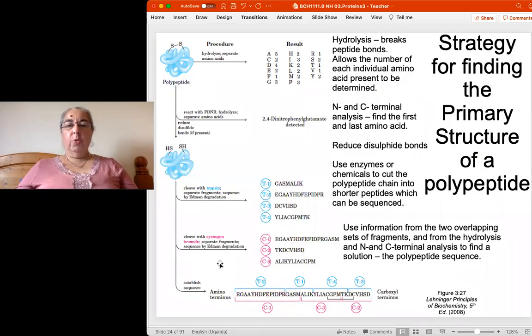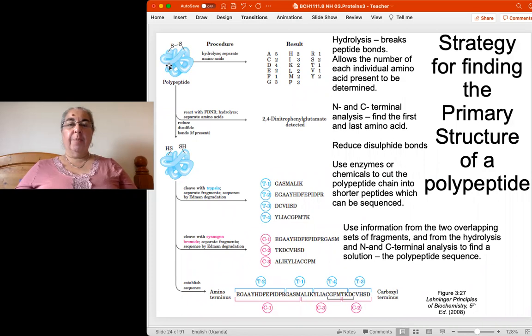So how do we find the primary structure of a polypeptide? Well, this is a diagram from the Lehninger textbook that you might want to study a bit more carefully. It shows the overall scheme that can be used to find the primary structure of a protein. I'm going to go through each of these steps in turn and talk about them in detail, but I want you to look at just the overall scheme.